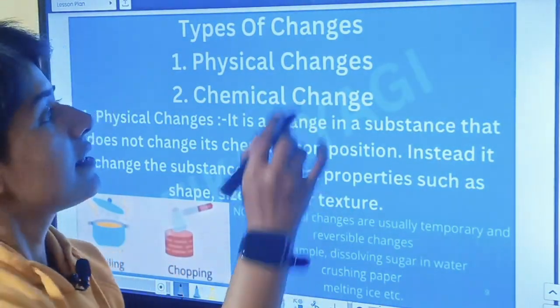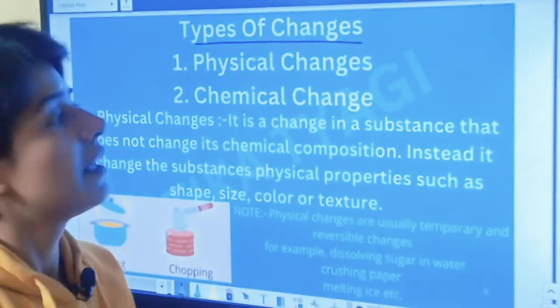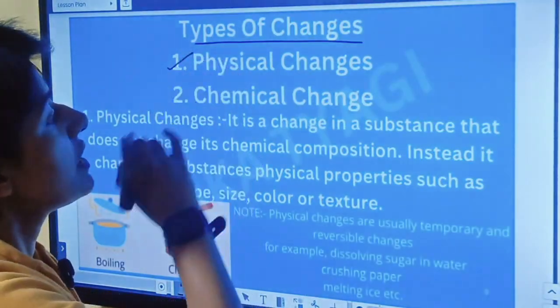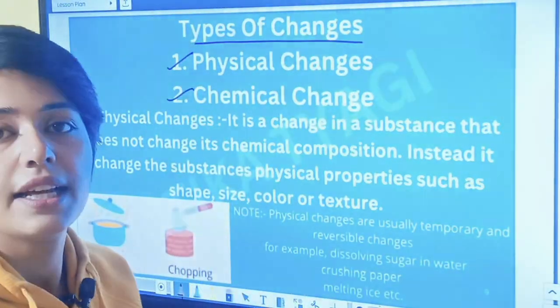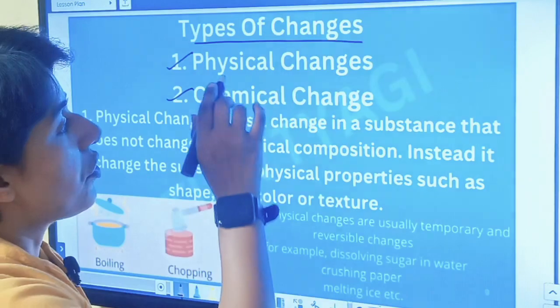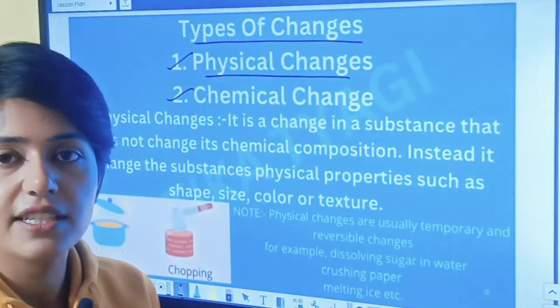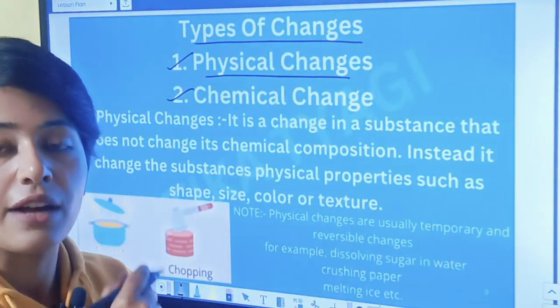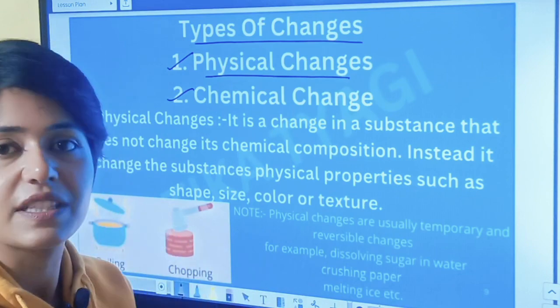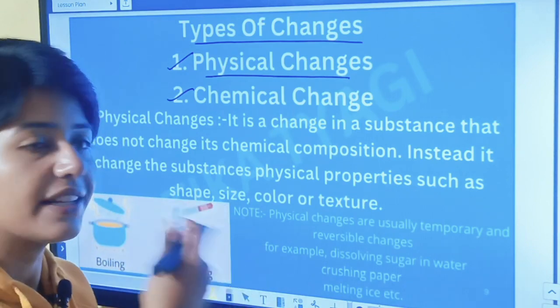The next topic is types of changes. There are mainly two types of changes: first, physical changes, and second, chemical changes. Now the question is, what are physical changes? What are their examples? How do we classify whether it is a physical change or a chemical change? We are discussing it.